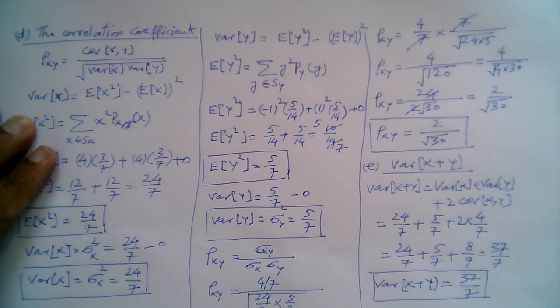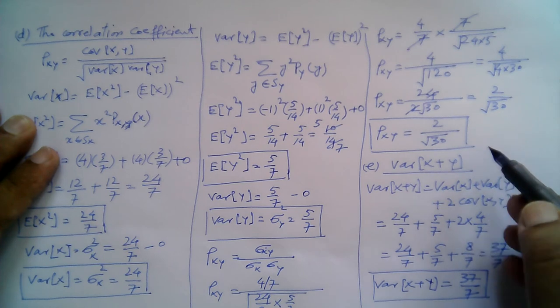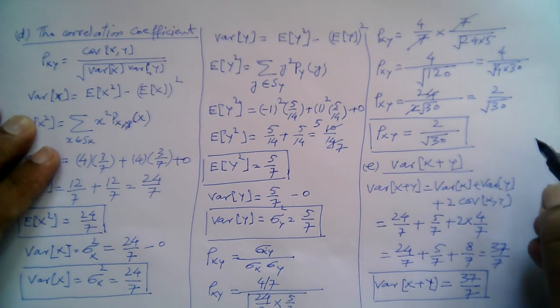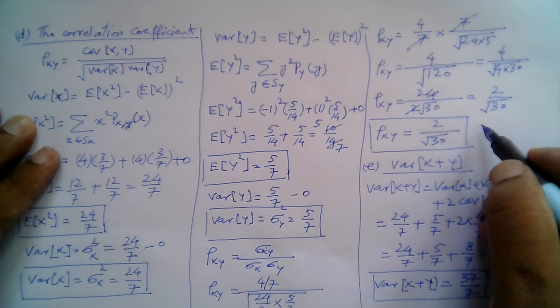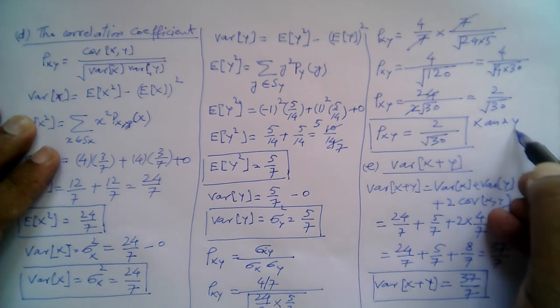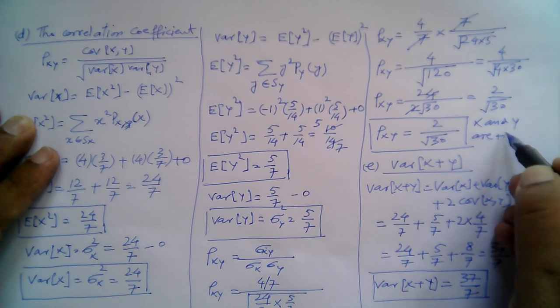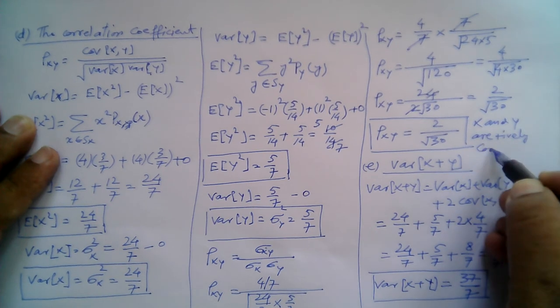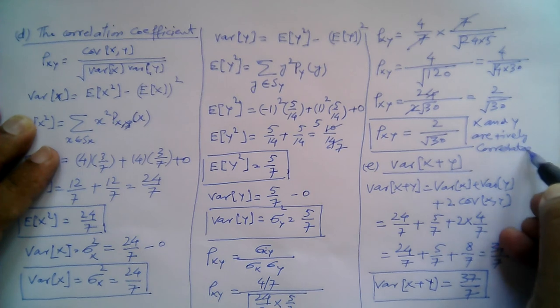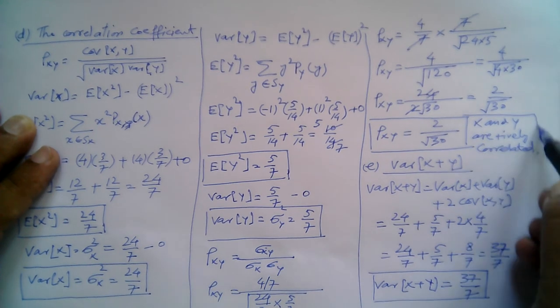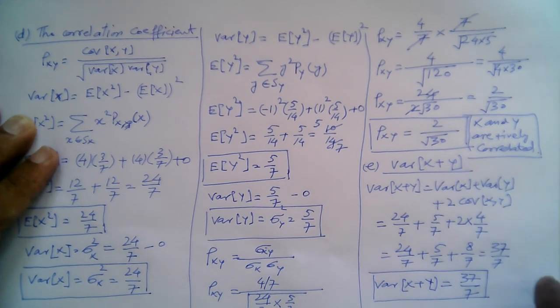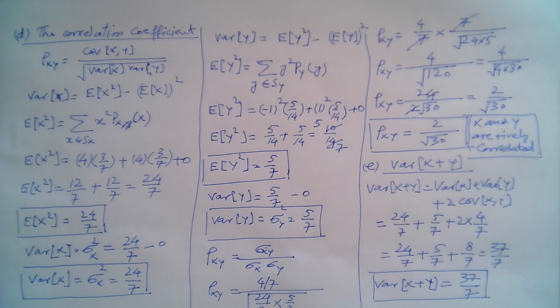So we have now calculated the variance of x plus y. Also, from the correlation coefficient we see that x and y are correlated. So we can conclude that x and y are positively correlated. So this concludes our solution of the problem.